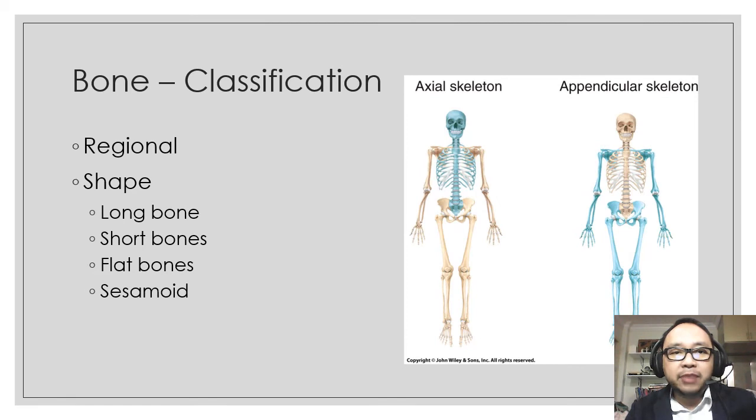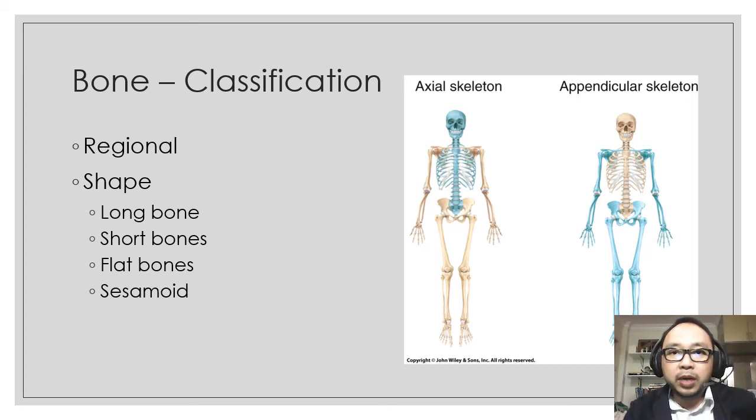So we can classify bone according to the region, which we could say is axial, which is composed of your skull, the spine, and your rib cage. And when we say appendicular, by the name, you have your shoulder girdle down to your upper limb, your pelvic girdle down to your lower limb. We could also classify bone in terms of shape.